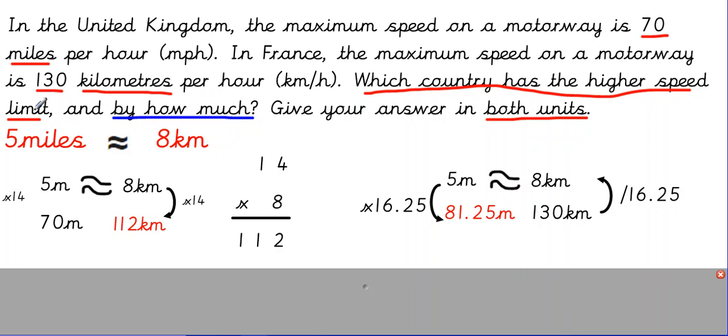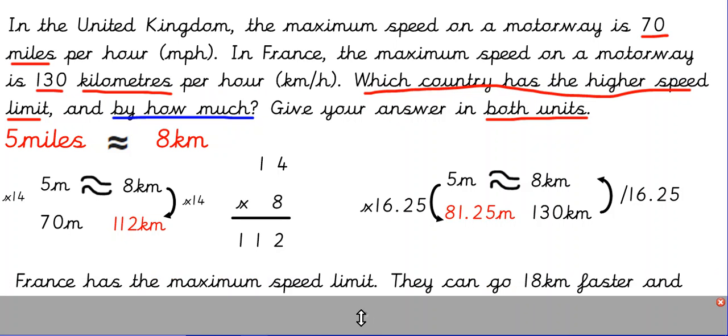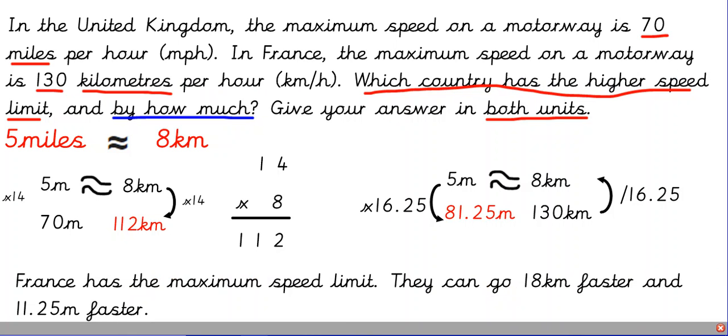Which country has the highest speed limit? So France has the highest speed limit. Okay, so now I want to know by how much. Okay, so France has the maximum speed limit because they can go 18 kilometres per hour faster and 11.25 miles per hour faster. Okay, so we've also here converted our 130 kilometres per hour to miles per hour so that then we can work out the difference between the two speeds. Check my answer with yours. Well done if you got it correct.